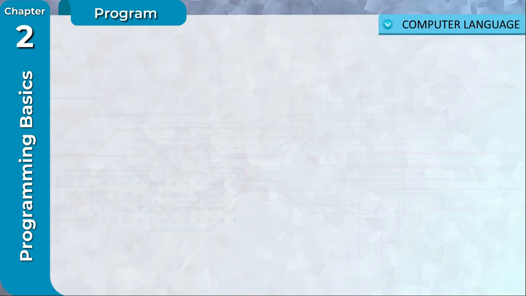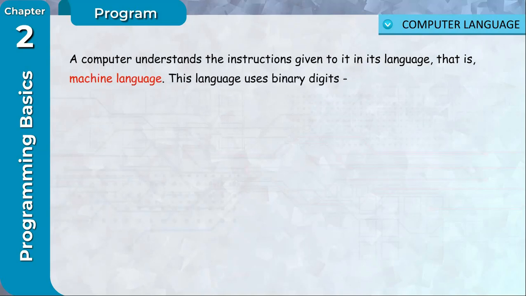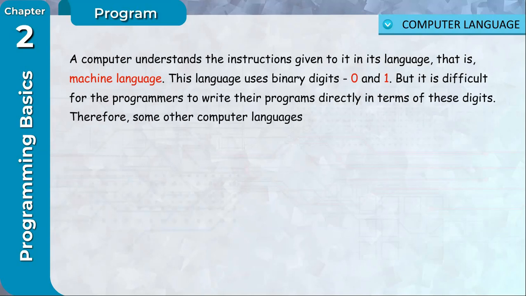Computer language. A computer understands the instructions given to it in its language, that is, machine language. This language uses binary digits 0 and 1, but it is difficult for the programmers to write their programs directly in terms of these digits. Therefore, some other computer languages have been developed in which writing programs is easier.